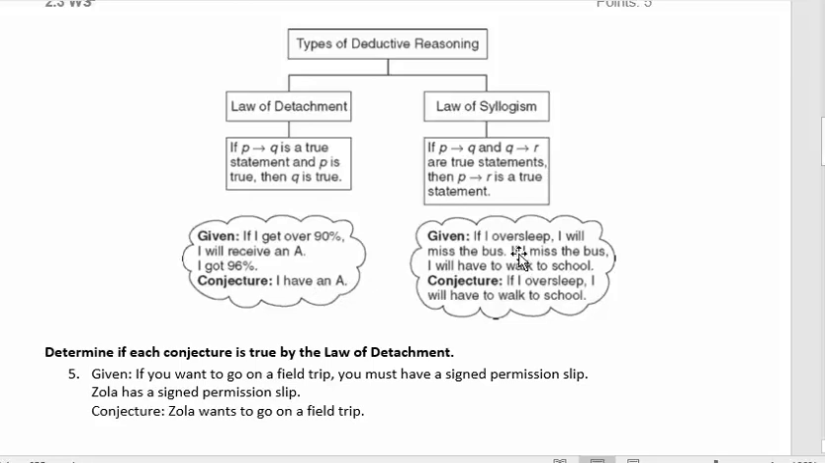Okay, here's how the law of syllogism works. If I oversleep, I will miss the bus. If I miss the bus, I will walk to school. So see, there's two related statements where miss the bus equals miss the bus. The conclusion of one statement equals the hypothesis of the second statement. The conjecture then is, if I oversleep, I will walk to school. So you get to skip the parts that match up. You get to skip the conclusion of the first statement because it matches the hypothesis of the second statement. So it's like, what's the final step? If I oversleep, I will have to walk to school.